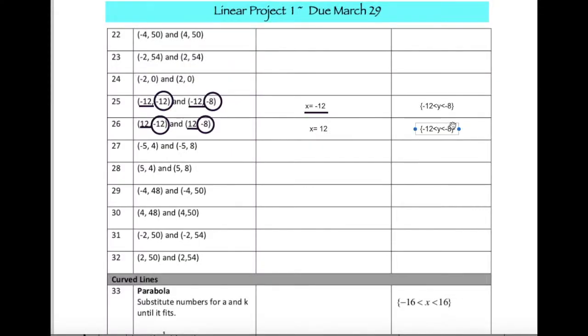If you have any questions about the vertical and horizontal lines and then how to restrict those, just make sure you ask first before doing all of them and then risking that you're not doing them correctly. So I think that would be a really nice way to start this project because they are pretty straightforward.